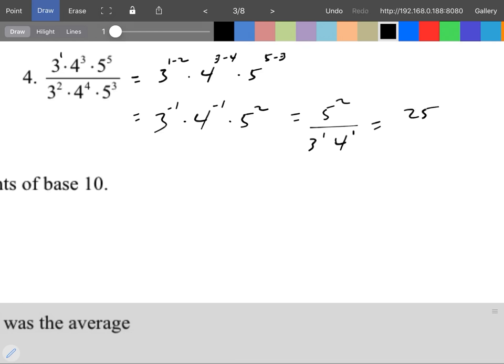So then you should end up with 5 squared in the numerator. That's 5 times 5 is 25. And then the denominator, you got 3 times 4 is 12. So your final answer is 25 over 12.